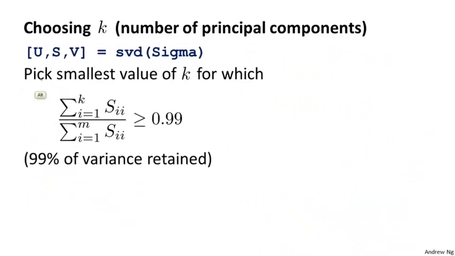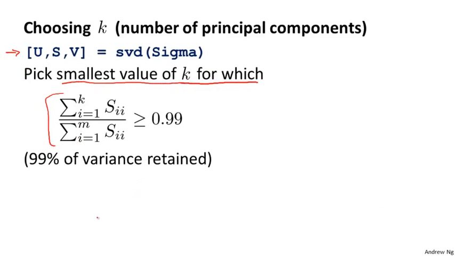So to summarize, the way that I often choose k when I'm using PCA for compression is I would call SVD once on the covariance matrix, and then I would use this formula and pick the smallest value of k for which this expression is satisfied.